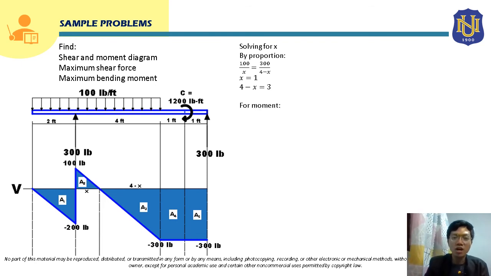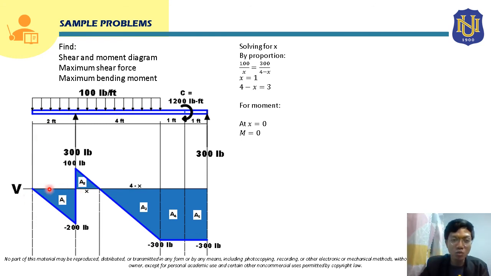So we will start at x equal to 0. Okay, so at this point, class, again, there's no applied couple or moment here. There's also no reaction moment here. So the moment here will just be 0.